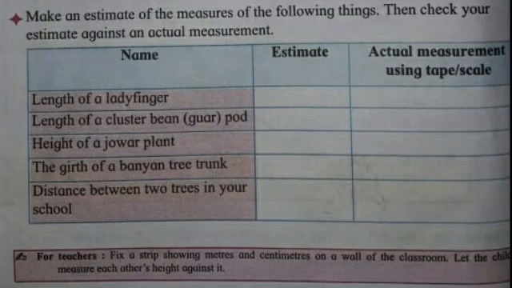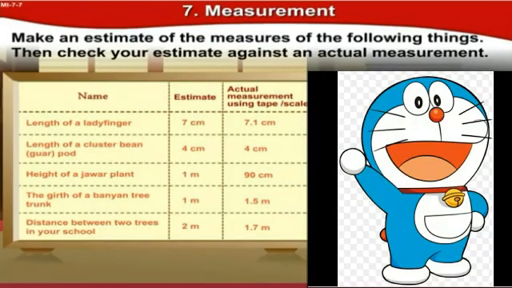Now the last exercise. Make an estimate of the measures of the following things. Then check your estimate against an actual measurement. Children, they have given you in the table length of the lady finger, length of the cluster bean, height of the jawar plant, distance between two trees in your school. So children, I have given you the estimate and the actual measurement also. So you can copy in your notebook as it is.